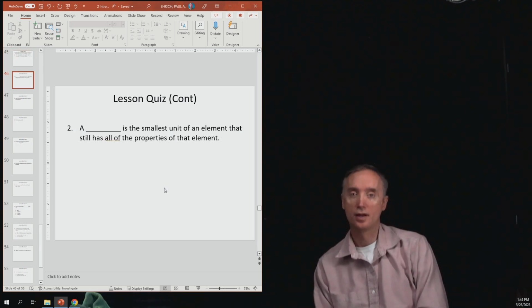Question number two. A watt is the smallest unit of an element that still has all the properties of that element. That's an atom.